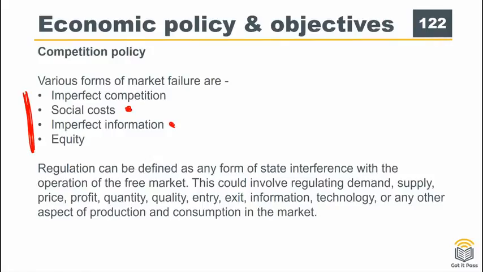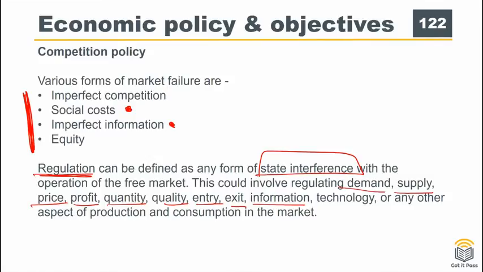So here regulations are introduced. Regulations can be defined as any form of state interference. It means the government needs to step into the market, step into the industry, with the operation of the free market. This could involve regulating demand, supply, price, profits, quantity, quality, entry, exit, anything that the government would like to. So for competition policy, it's not only, for example, limiting competition or encouraging competition. It can be regulating the supply or demand, or even the price, profit, or other things.